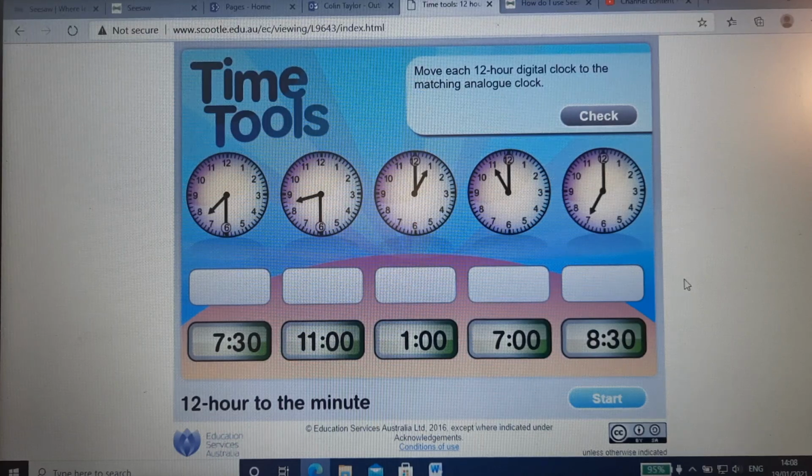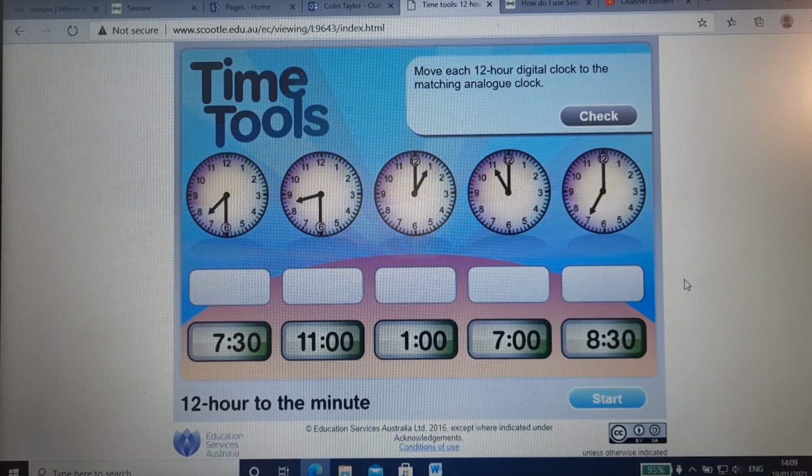Okay, now this is the first part of the video, and here we can see we have quite a few clock faces, and underneath we have a few digital times as well. All I want to do, just to warm you up and get your brains thinking, is to try and work with me and decide where each digital time should go. Under which clock face should that one fit?